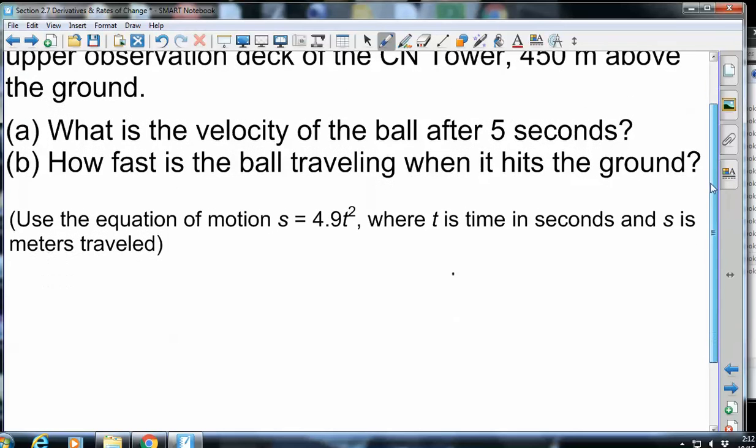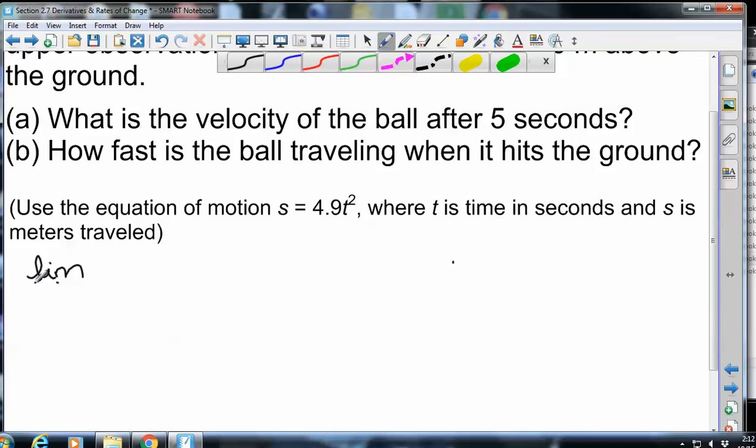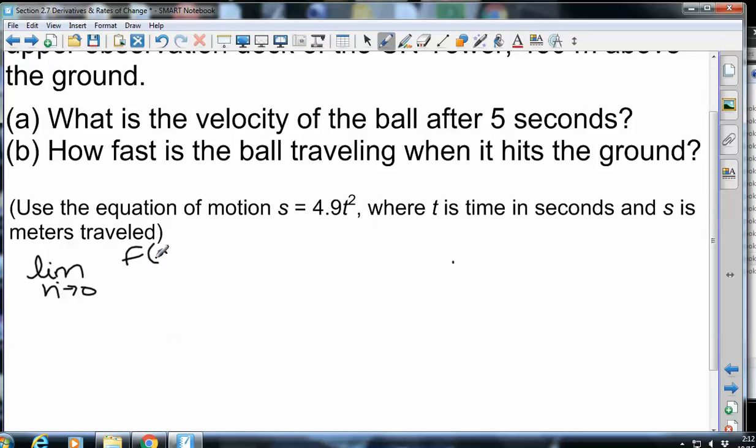So instantaneous velocity. The definition that I just gave you was the same as the derivative, so you could really use either one. I'll go with the second one. So it's the limit as h approaches 0 of f of a plus h minus f of a, all over h. Okay, so that's our definition.